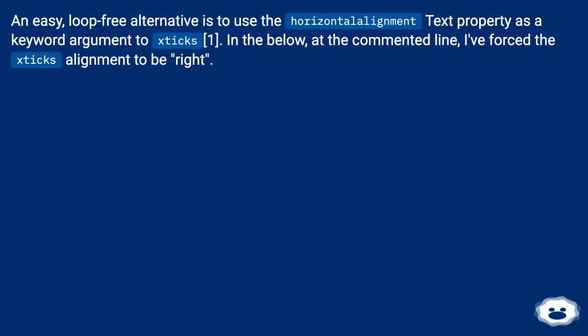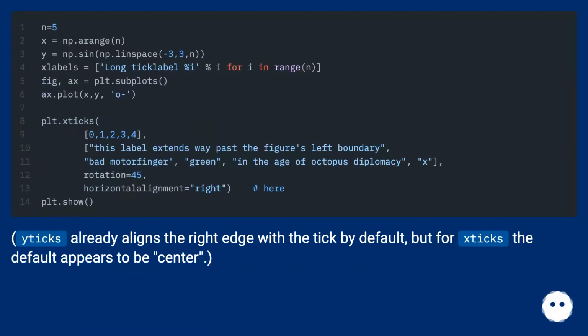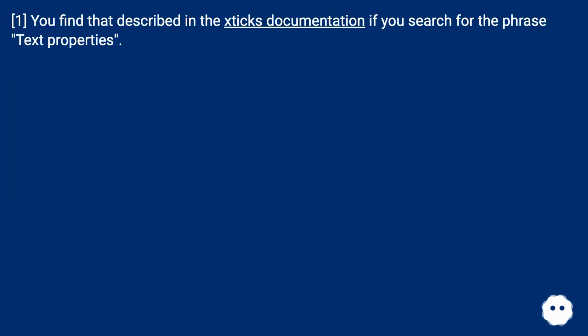An easy, loop-free alternative is to use the horizontal alignment text property as a keyword argument to xticks. In the code below, at the commented line, I force the xticks alignment to be right. yticks already aligns the right edge with the tick by default, but for xticks the default appears to be centered. You find that described in the xticks documentation if you search for the phrase text properties.